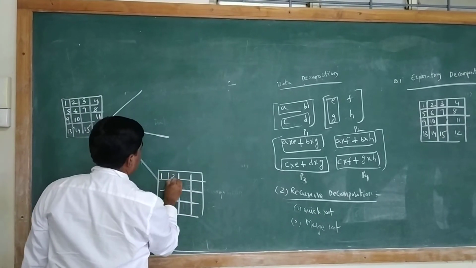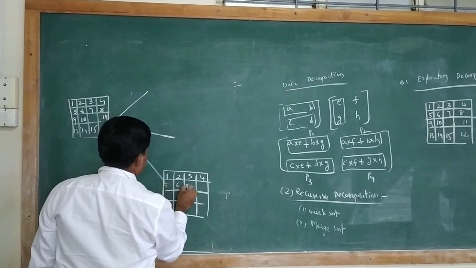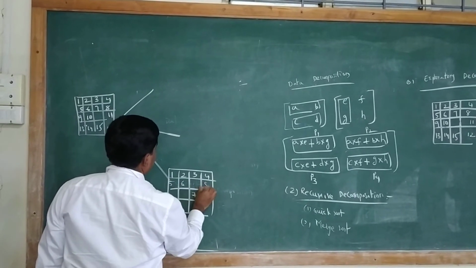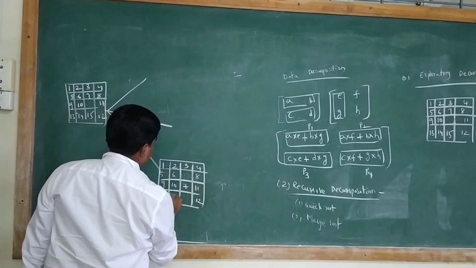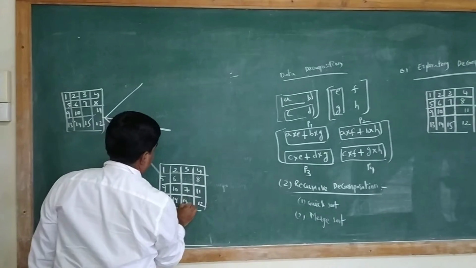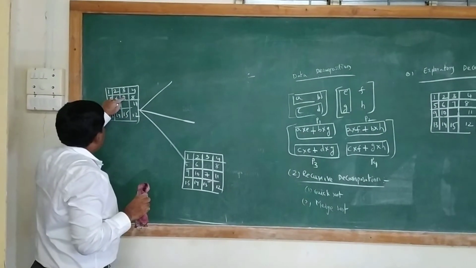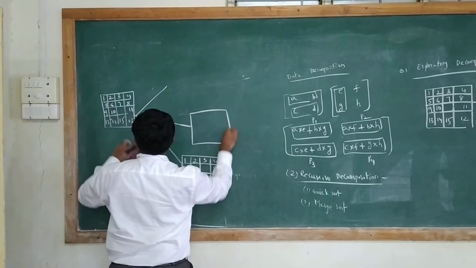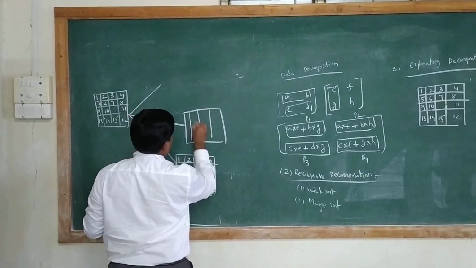So 1, 2, 3, 4, 5, 6. Here 7 is there. Here it will come 8, 9, 10, 11, 12, 13, 14, 15. Next, the second thing is upward is over. Now downwards you can take. Downward, 15 will go here and the empty block will come here.